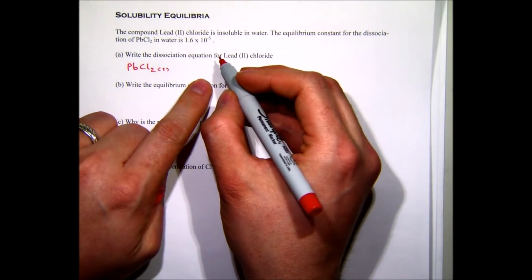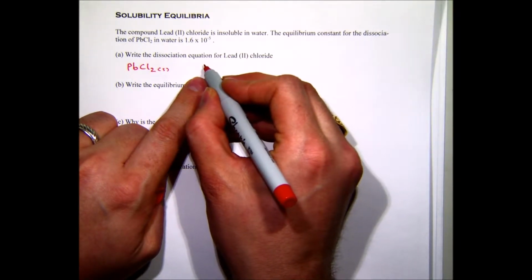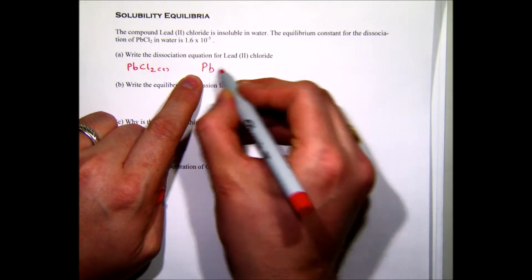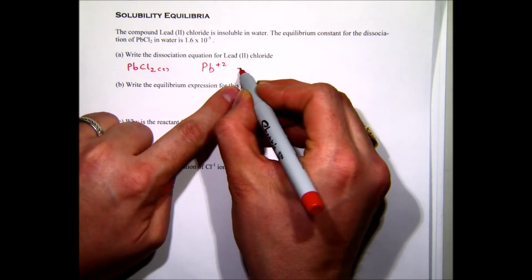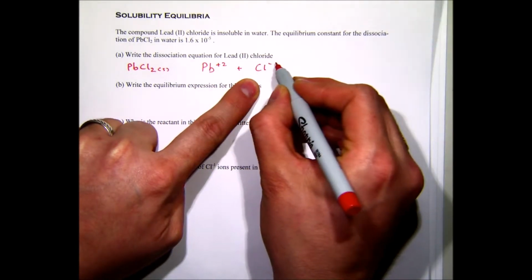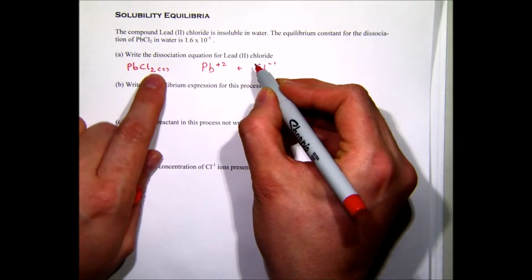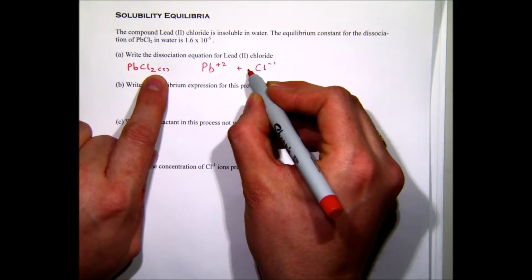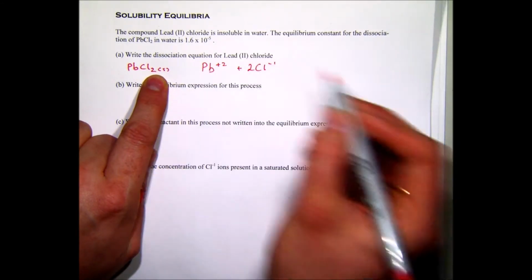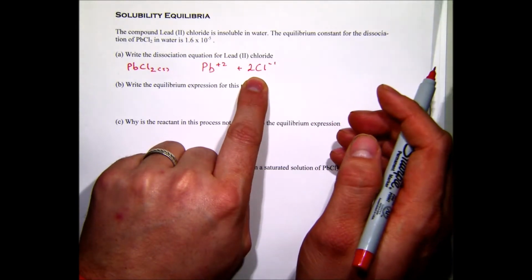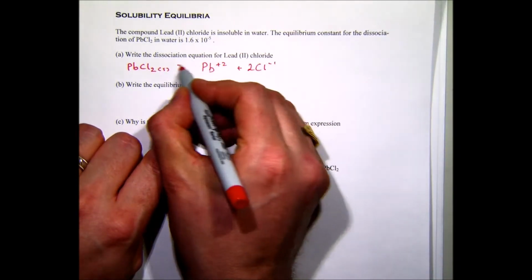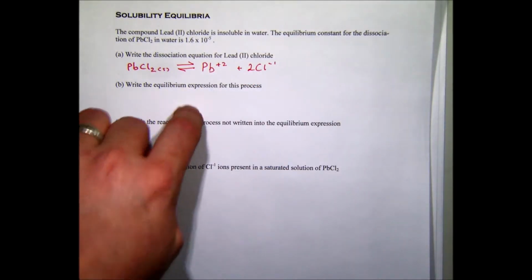We know that it's going to produce two ions, lead 2+ and chloride 1-. Since there's two chlorides in the ionic formula, we're just going to make sure that we make the stoichiometry work, and then we write our equilibrium expression.